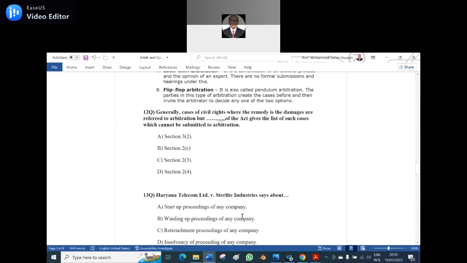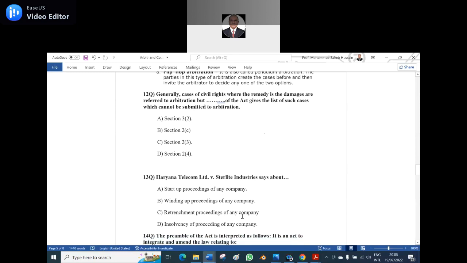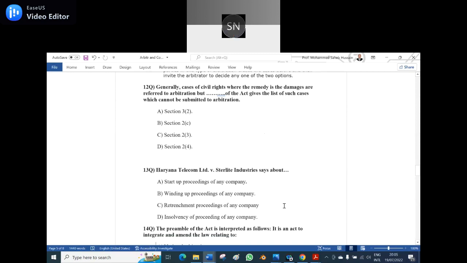Haryana Telecom Limited versus Starlight Industries says about what? A. Start-up proceedings of any company. B. Winding up proceeding of any company. C. Retrenchment proceeding of any company. D. Insolvency proceeding of any company. Insolvency proceeding, D, sir. Wrong. Option B, sir, winding up proceeding. Winding up proceeding of any company is the right answer for that question.